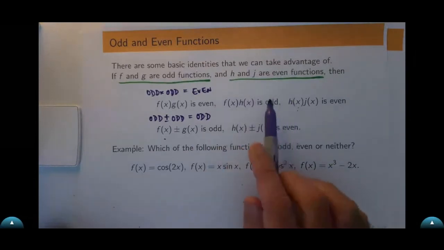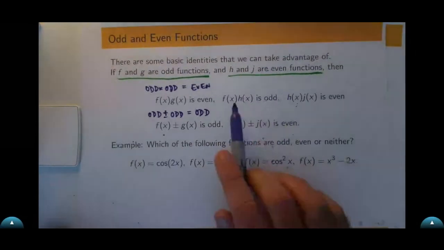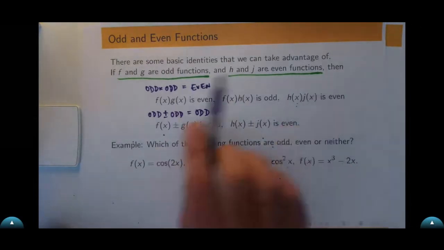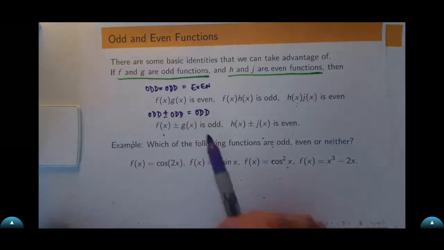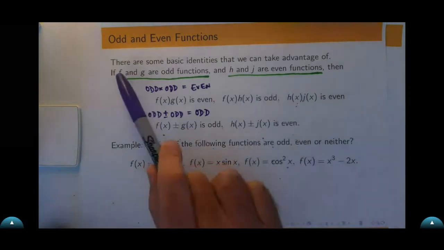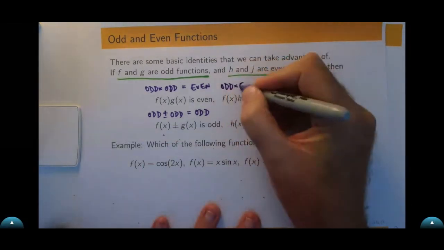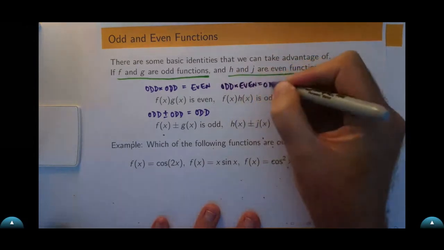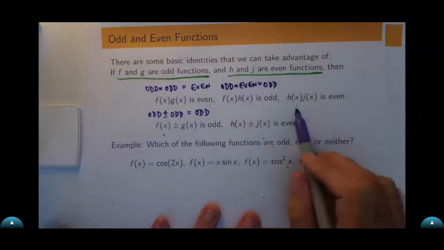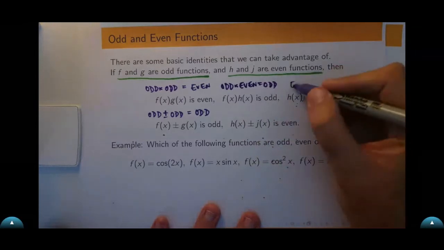Whenever I do a video like this and put it on YouTube, people always argue with me about these, because these don't work necessarily when these functions are just numbers, right? So I'm not talking about numbers here necessarily. I'm talking about functions. So with this one, odd times even equals odd. And for this one, even times even equals even.